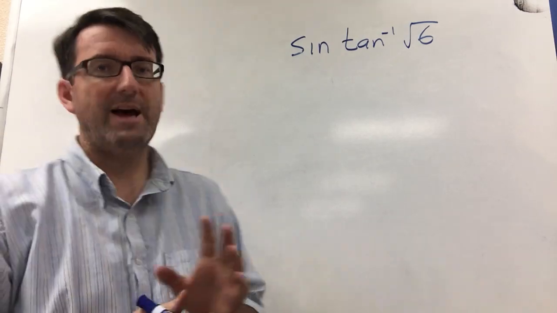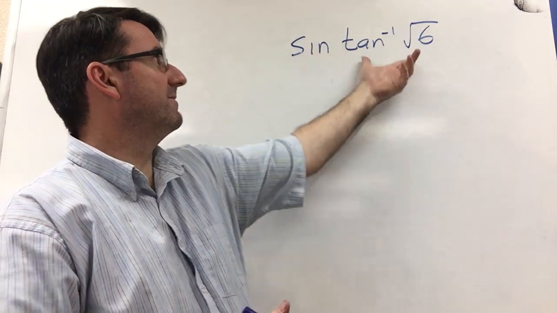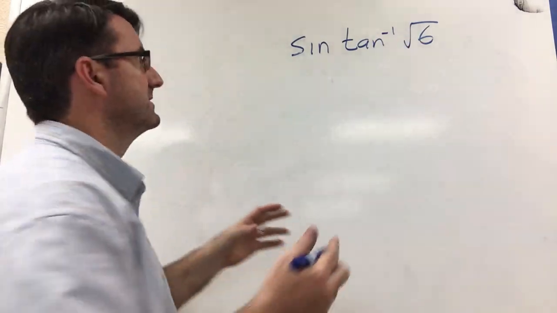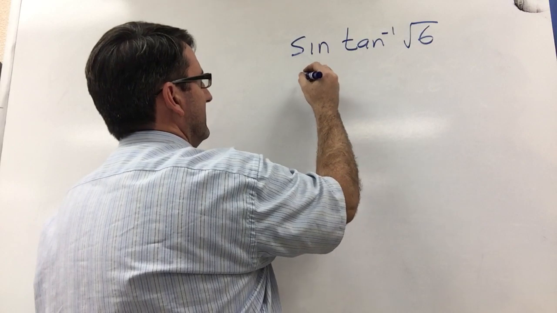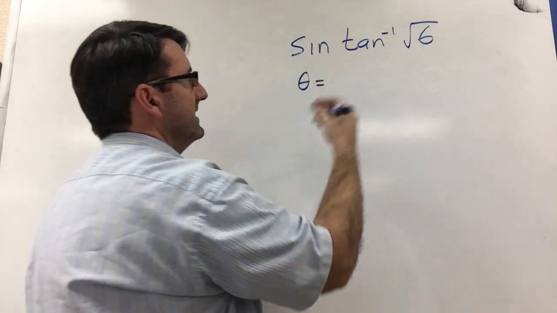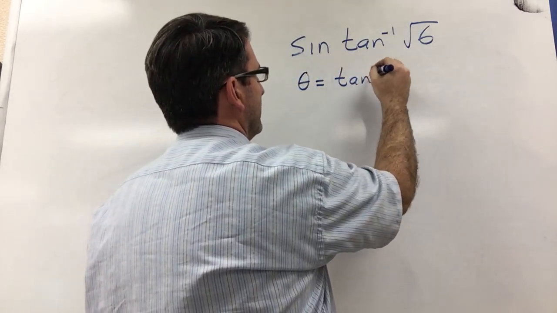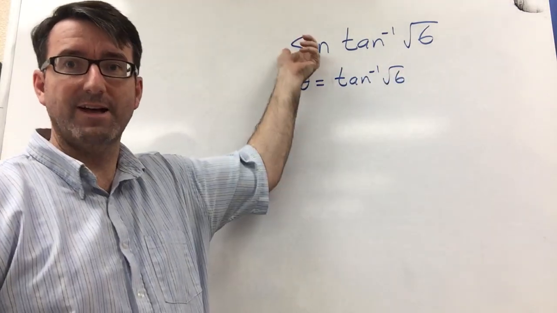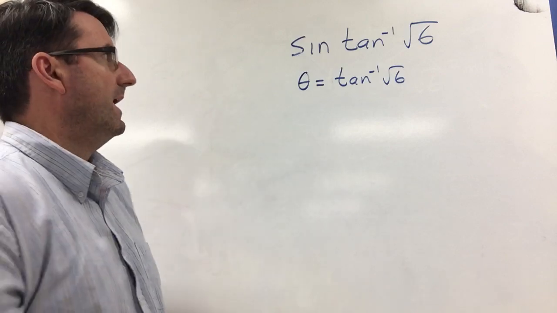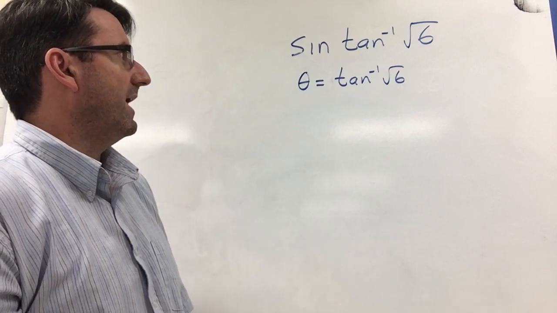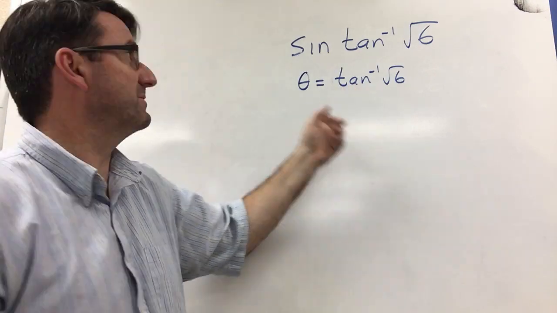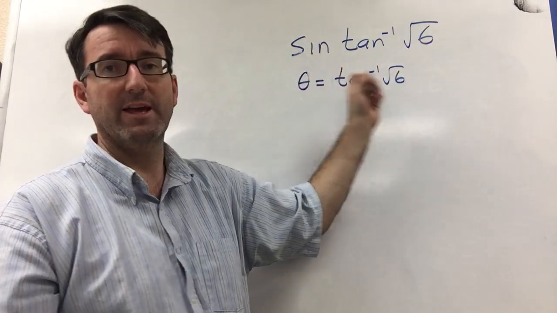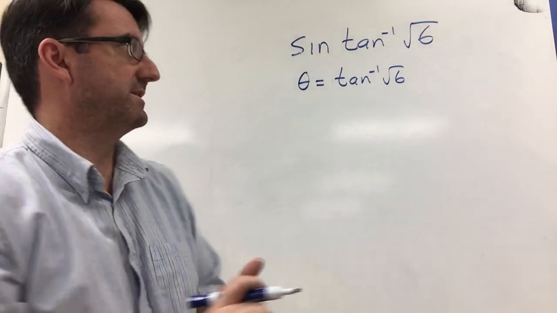All right, number 5 asks us to find the sine of the inverse tangent of the square root of 6. So in other words, there's some angle, let's call it theta, that's equal to the inverse tangent of the square root of 6. And we want to find the sine of that angle. And the trick with this is that we don't actually have to find theta. We can find this whole thing by just drawing a little picture.